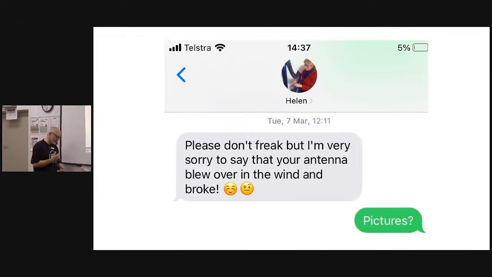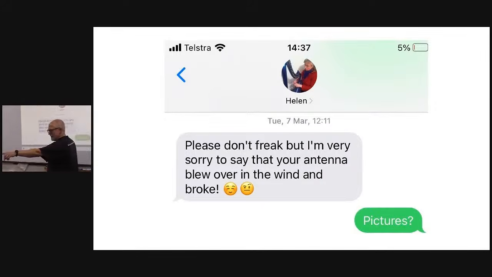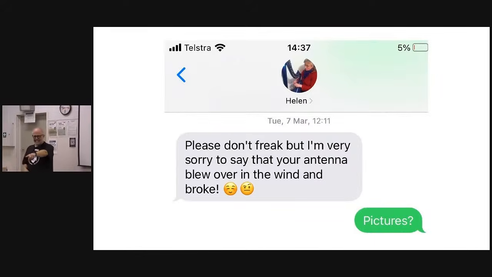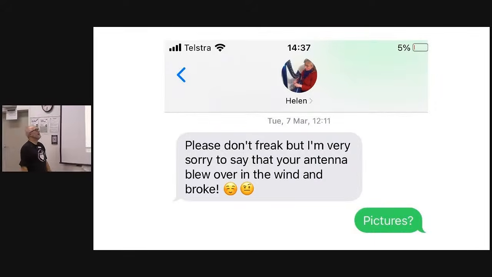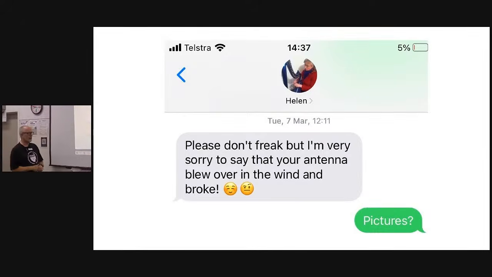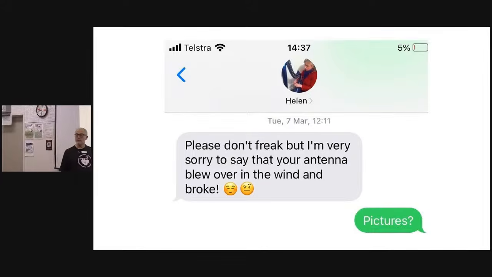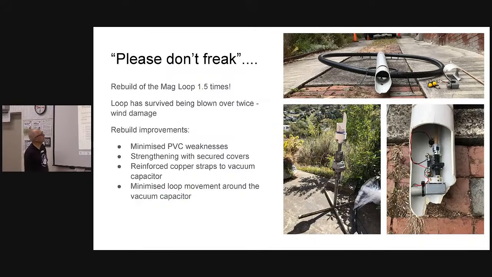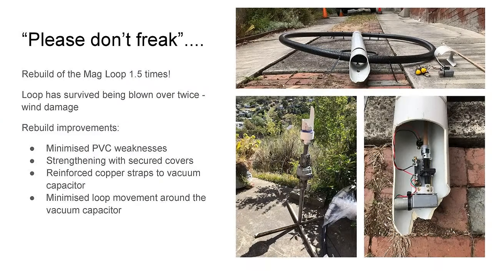Now, I received this text message from my wife in the middle of the day. And in fact, Sean here walked up to me just as I read it in Hobart, which was, please don't freak out, but I'm very sorry that your antenna's blown over in the wind and broken. And all I said was, so, this is when we had those gusty winds.